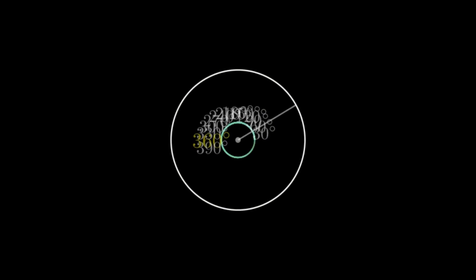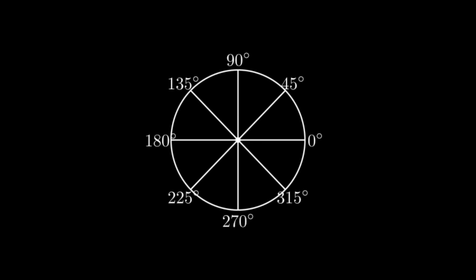Let's reset our view to focus on another important property of circle angles. We can divide our circle into equal sections. Here, I'm dividing it into 8 equal parts. These divisions are created by drawing radius lines at regular intervals around the circle. Since we've divided the circle into 8 equal parts, each section represents 45 degrees. Notice how 8 times 45 equals 360. That's because these 8 sections together make up the entire circle.